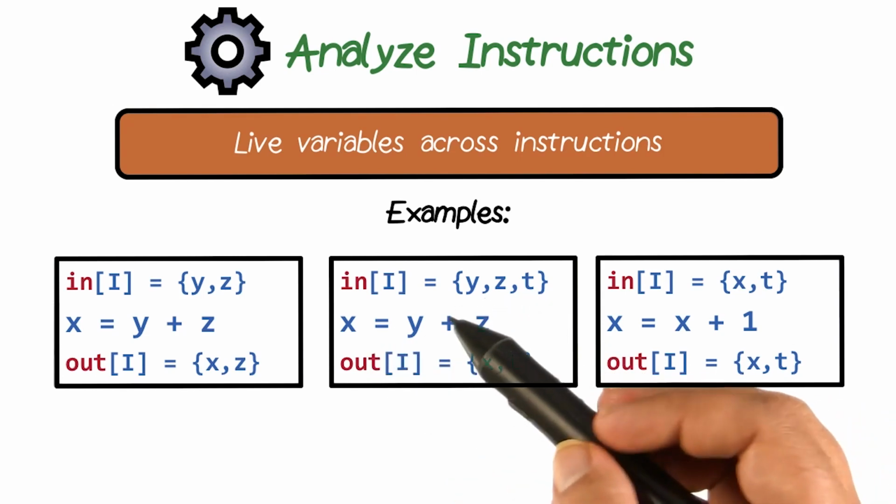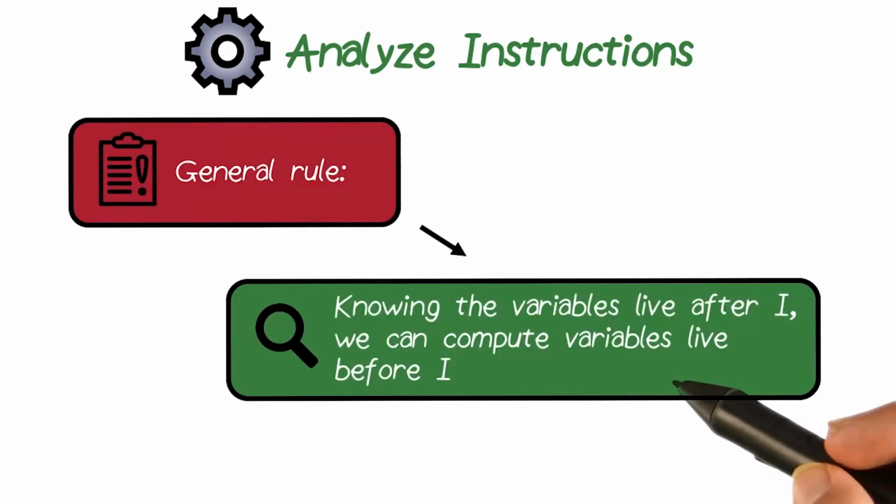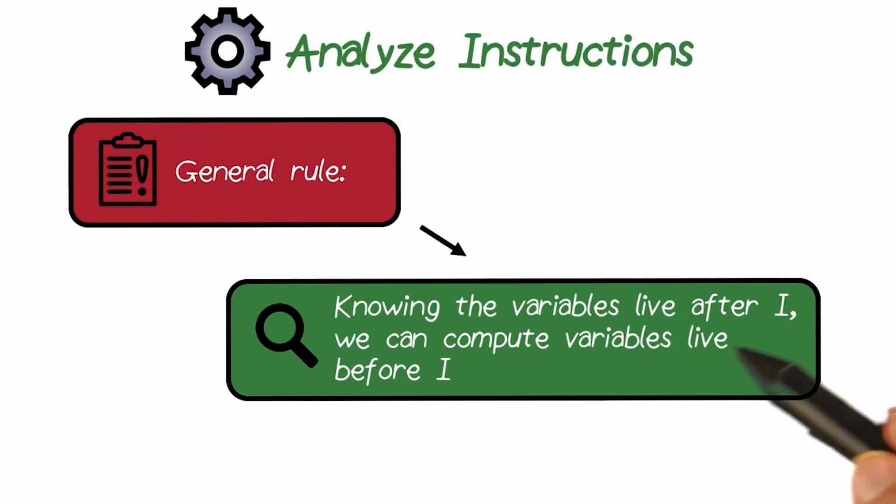In other words, this clearly shows that we can compute the inset. So what is the general rule that we have learned from these examples?